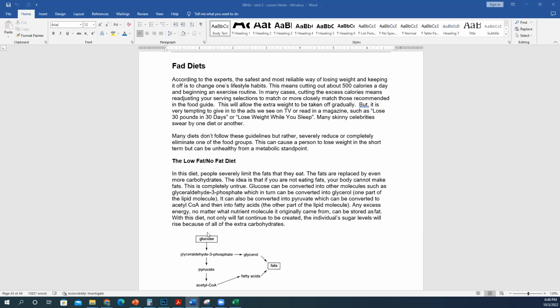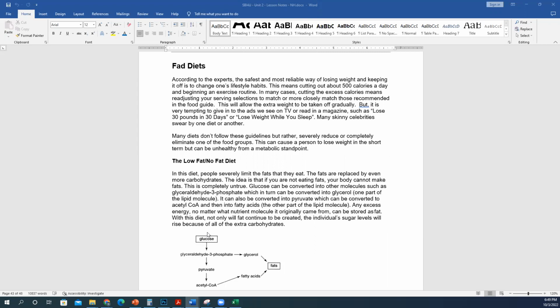So many of these diets don't follow the guidelines, but rather very severely reduce or sometimes completely eliminate one of the food groups. And while this can initially cause a person to lose weight in the short term, it can be very unhealthy from a metabolic standpoint, because eliminating certain food groups altogether, together with that energy source, you're also eliminating vitamins and minerals and other key nutrients.